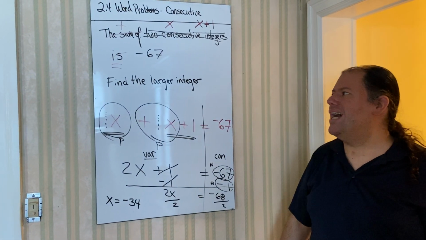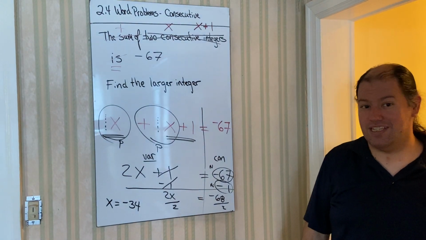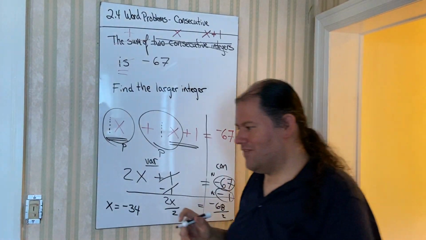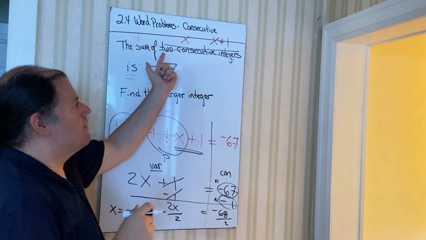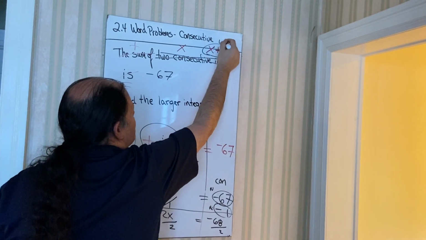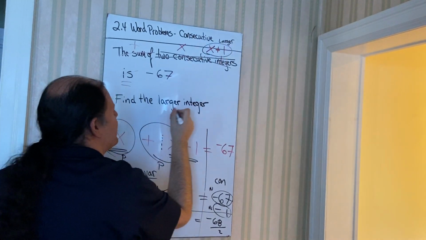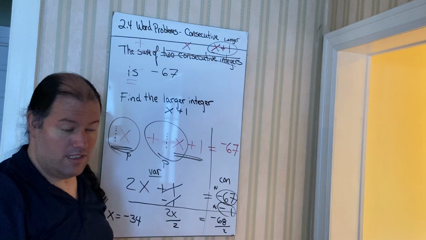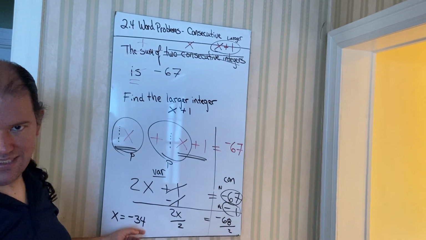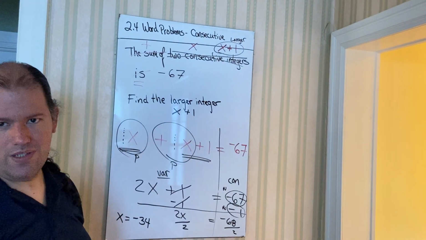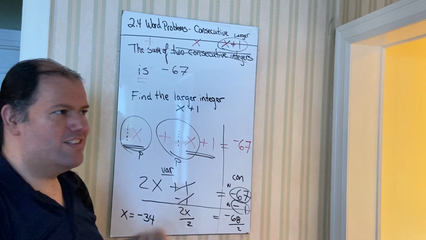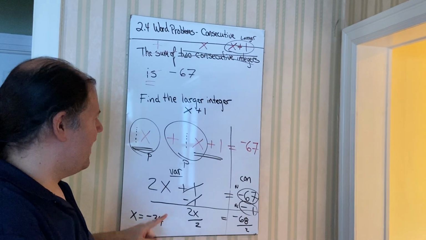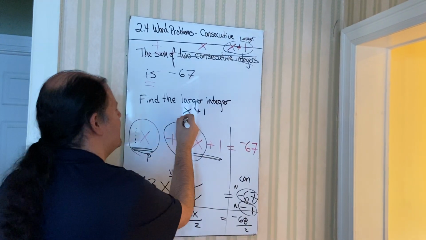-34. But this doesn't say find the smaller integer. This says find the larger integer. Okay, so you gotta remember, if it says larger, when there's 2 of them, this is the larger one. So I need to have x and add 1 to get to the larger one. Do I know what x is? Yes. But I have to add 1. Be careful. I know some of you are going like, oh, I know, it's -35. No.